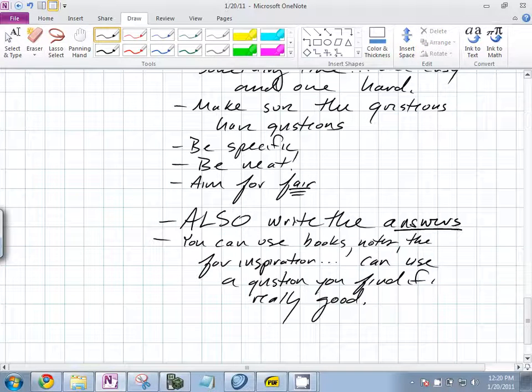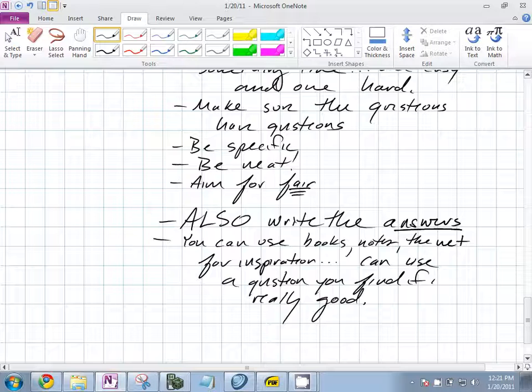You can use books, notes for inspiration. You can use stuff from the net if you'd like. That's fine. I would prefer you write your own and modify questions that you find, but if you find a question that's really good that you think everybody should take a look at, use it. That's fine. Please keep in mind that someone else in the class is going to be doing all of your questions, so not just me. I won't be the only one looking at it.